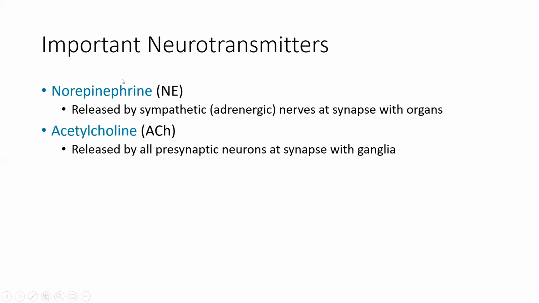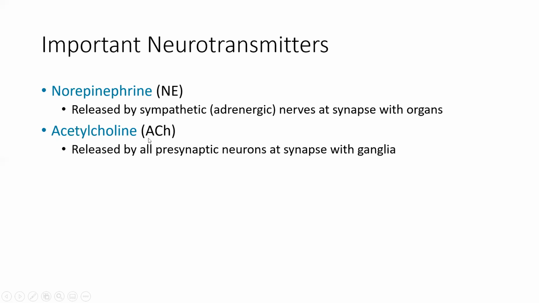Now, first is norepinephrine, which is also called NE, N for nor, E for epinephrine. They are released by the sympathetic system, that is fight or flight, at the time of stress. So the neurotransmitter norepinephrine is always released by our body when our body is under stress, when we are under anxiety. They're released by sympathetic nerves. The sympathetic nerves have another name, which is called adrenergic nerves. These are two different names, but the same meaning, at the synapse with organs.